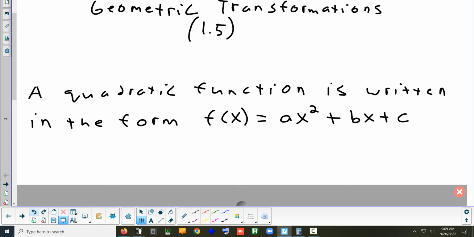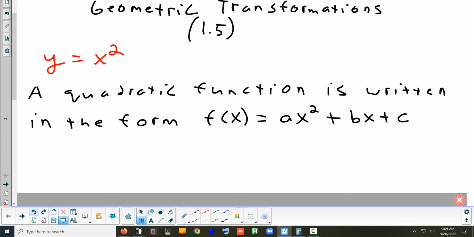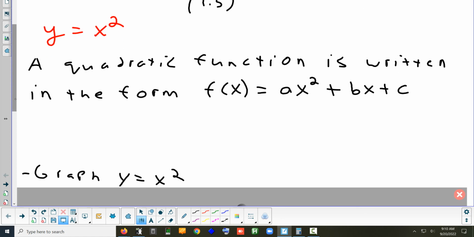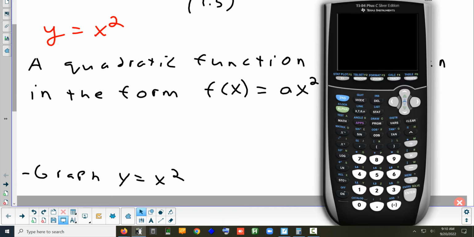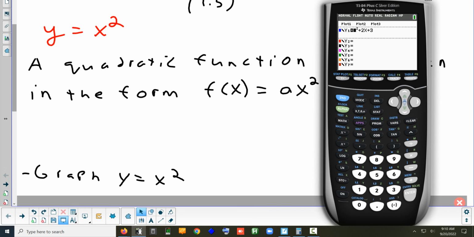The simplest quadratic you can have is this, y equals x squared. And we're going to start by graphing that. So in the case of y equals x squared, A is 1, B is 0, C is 0. That's the simplest one. Okay. Let's put that in. So y equals x squared.